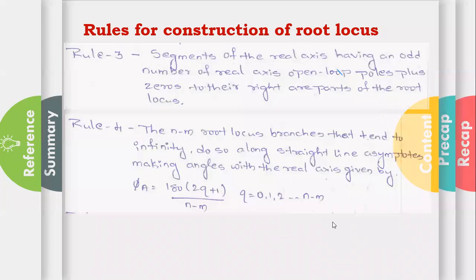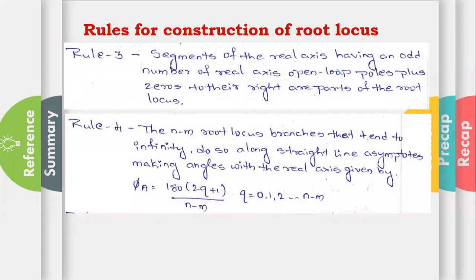So next, rule number 3, the segment of real axis having an odd number of real axis open loop poles plus zeros together, right, are part of root locus. The segment of real axis having an odd number of real axis poles, open loop poles plus zeros together, right, are part of root locus. So what is the meaning of this? We will take one simple example over here.